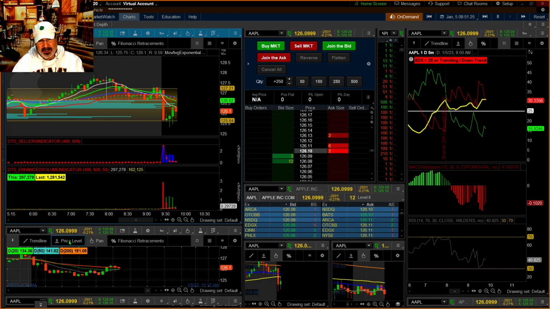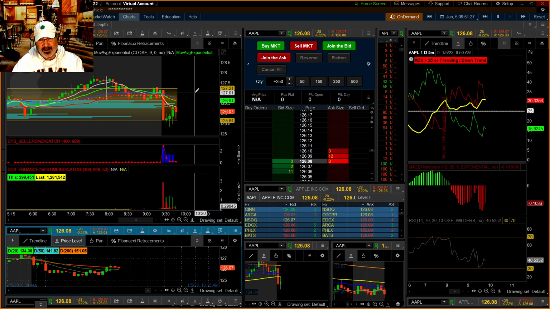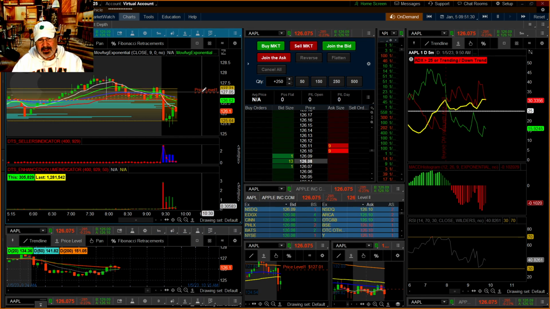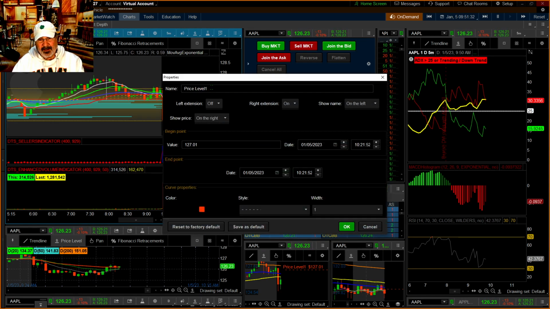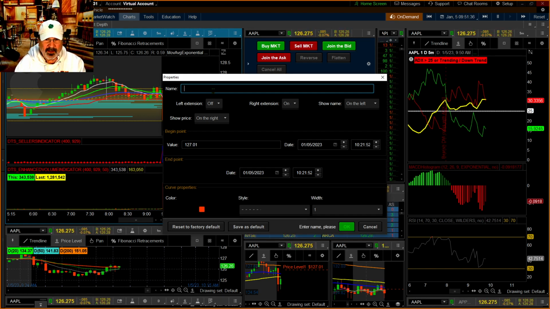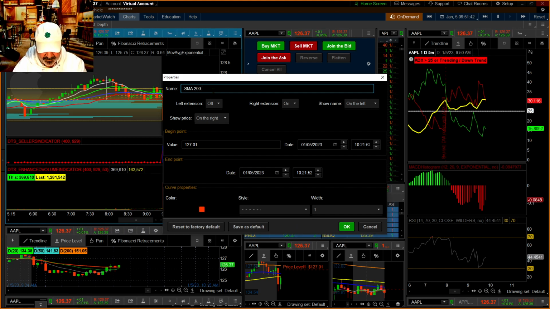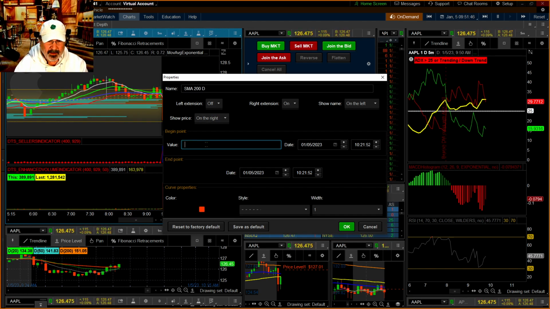And then you can just create a price line, left click twice, and then you can type in the price line that you want. Let's say we're going to do the 200. So SMA 200 day, right? And then you put in the price down here. So 151.05.